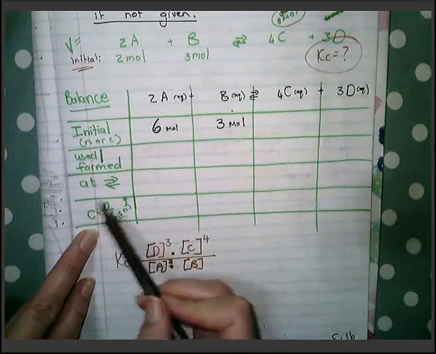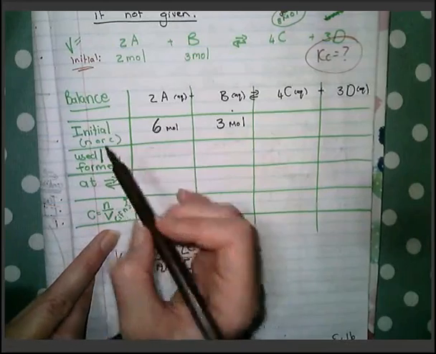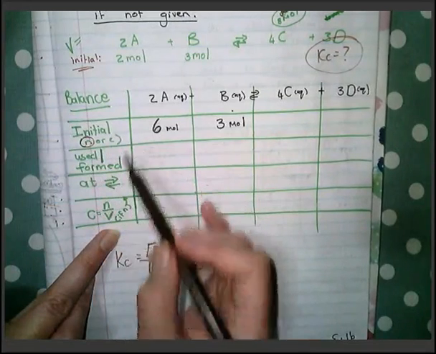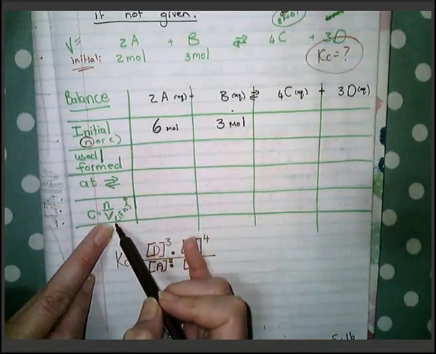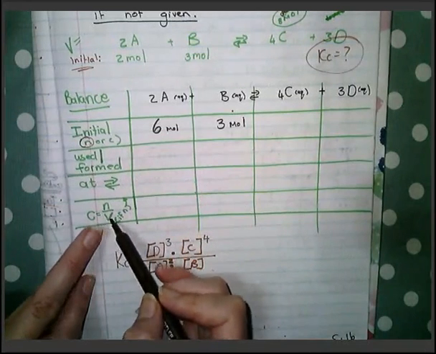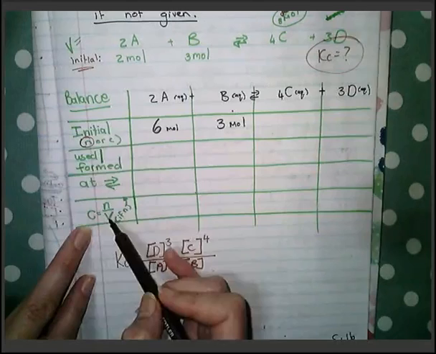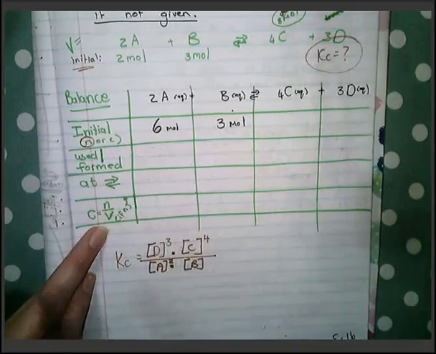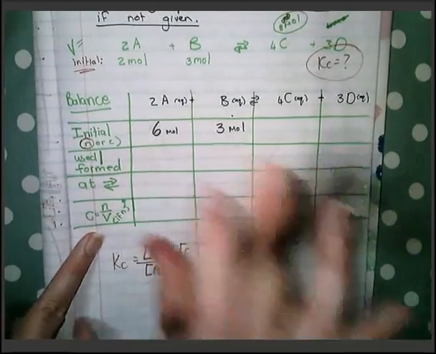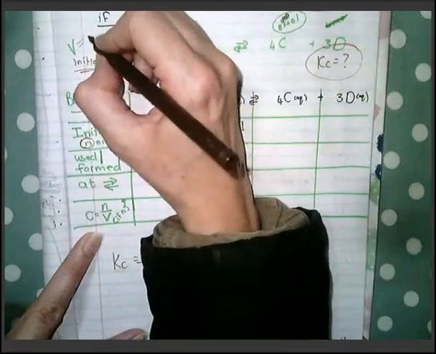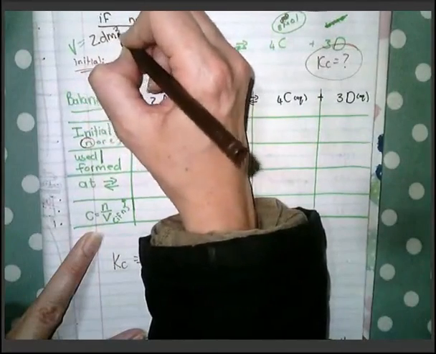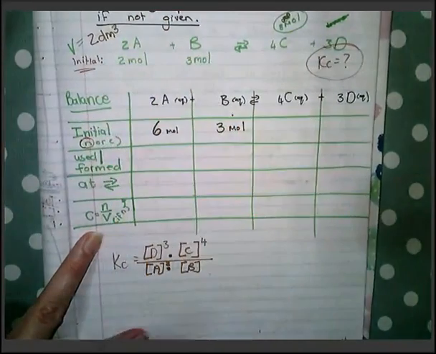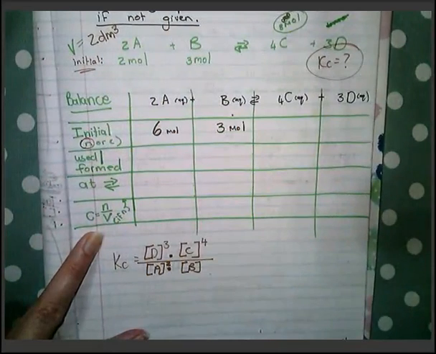So this formula you're going to use if what was given here was moles. If they gave you concentration, then you don't have to convert to concentration. But what's important is that if they gave you moles, you're going to need the volume. So you need to read in the question what the volume of this container is. In our case, let's make it 2 cubic decimeters. That information you need to find in the question.